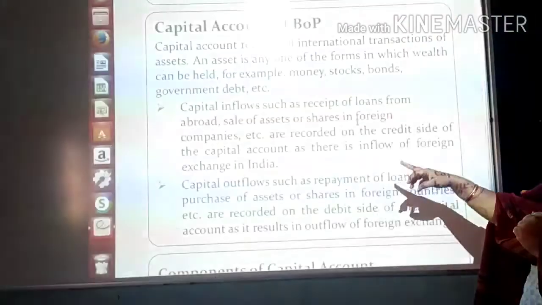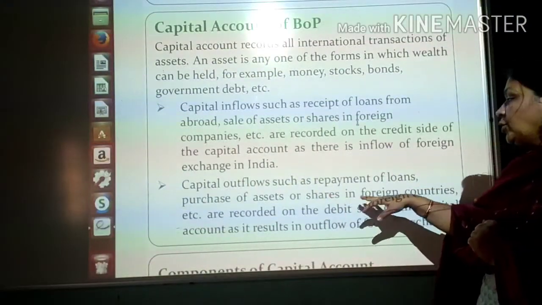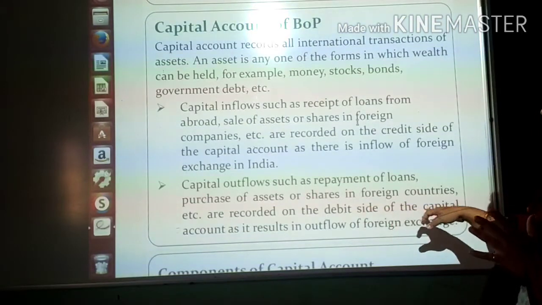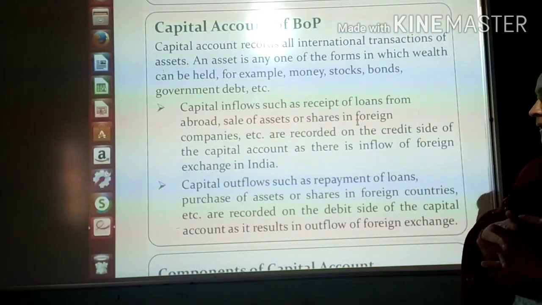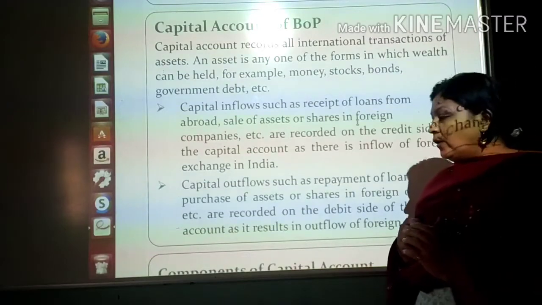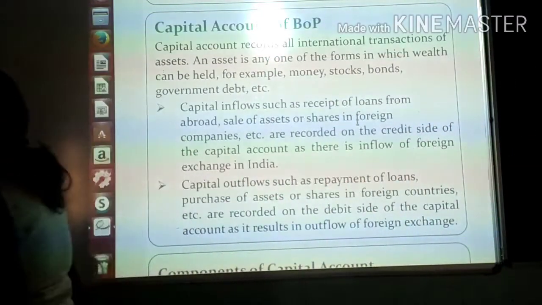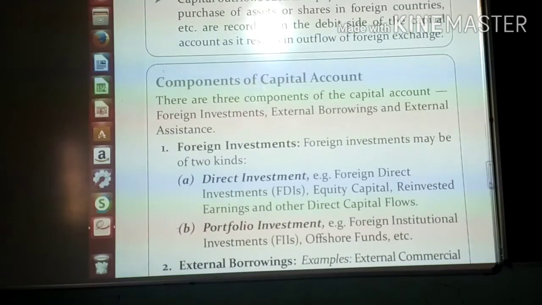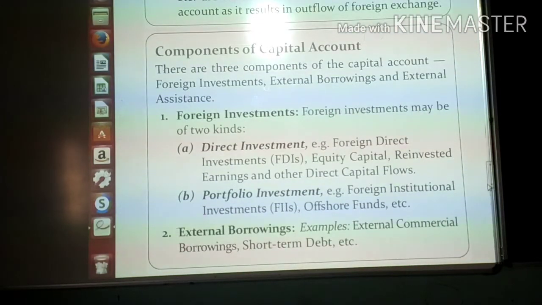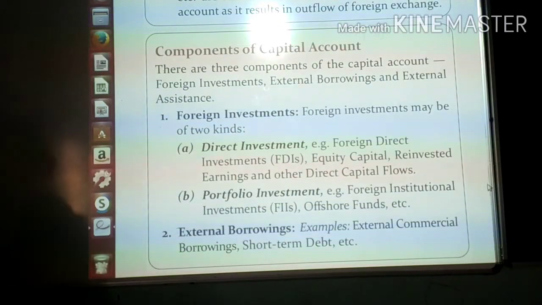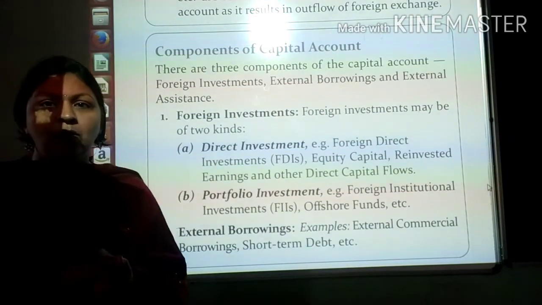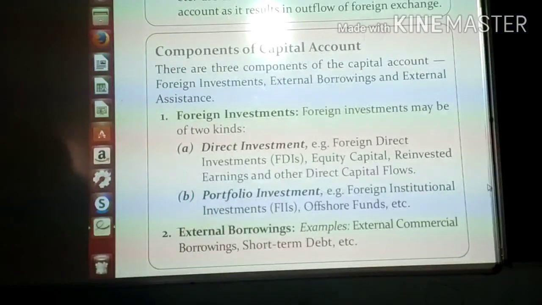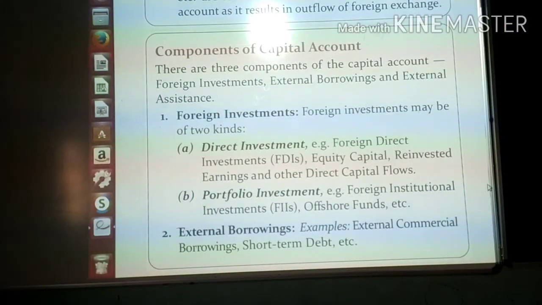So repayment of loans, purchase of assets or shares in foreign countries, etc. are recorded on the debit side of the capital account as it results in outflow of the foreign exchange. Now the next topic is the component of capital account. But we will continue with this component of the current account in the next lecture.